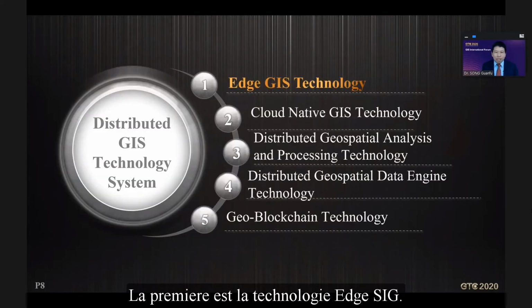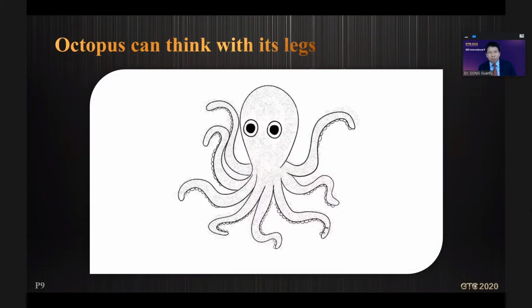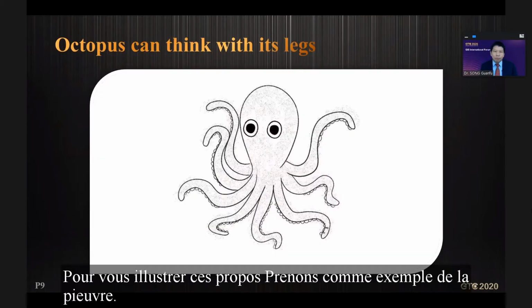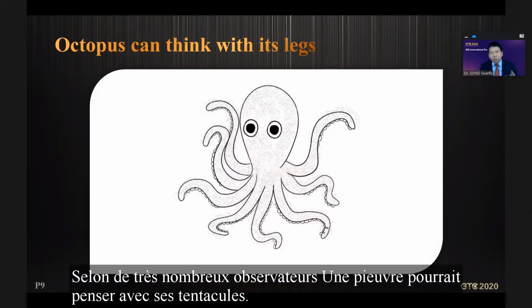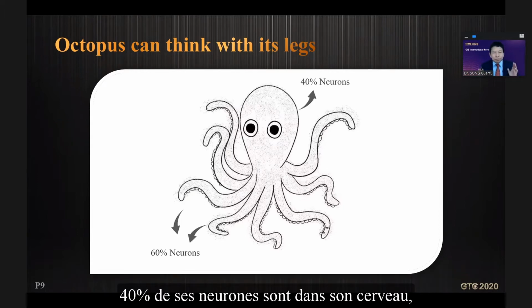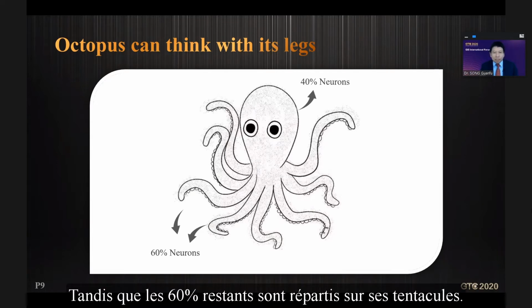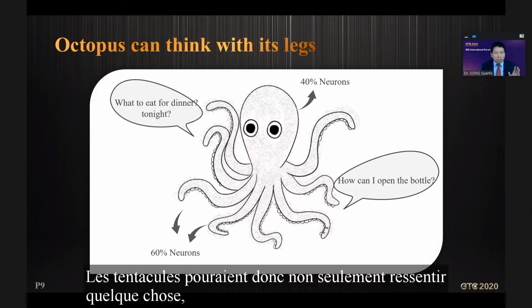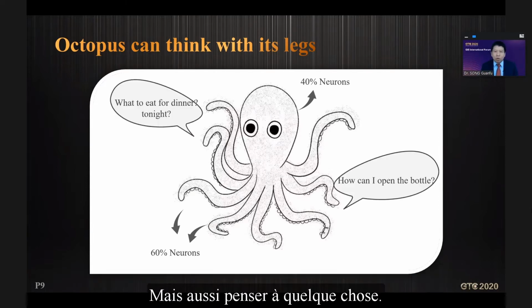The first one is Edge GIS technology. It is said that an octopus could think with its legs because 40% of its nerves are in the brain, while 60% are in its legs. The legs could not only feel, but also could think.